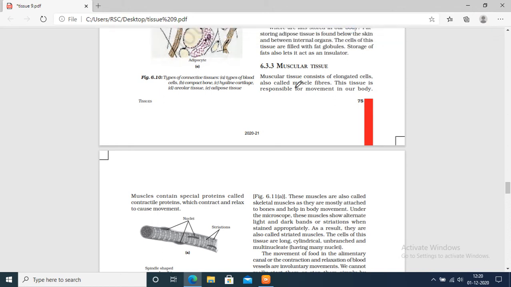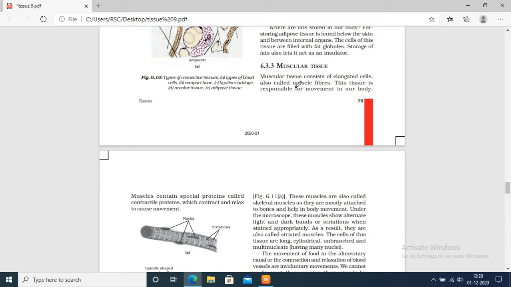Okay, so let's understand what is muscular tissue. This tissue is responsible for movement in our body. Like how we are walking, how we are able to write, how we are able to move our hand is because of the muscular tissue present in our body.